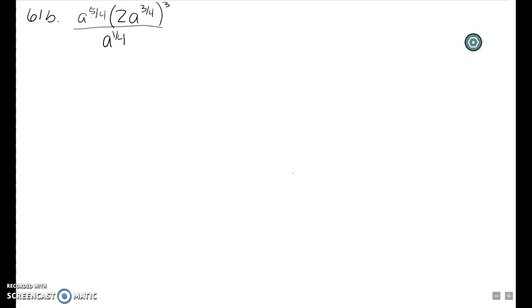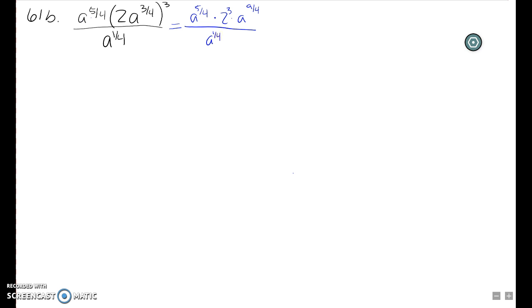Okay, so I'm going to start working this problem. I'm going to go ahead and apply that cubed to the 2 and to the a to the 3/4. I'm going to leave the a to the 5/4 alone right now. And then I have that times 2 cubed, a to the 3/4 cubed. So you multiply the exponent, and that gives you a to the 9/4, all over a to the 1/4.